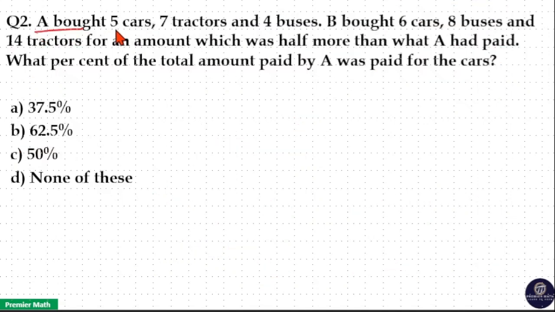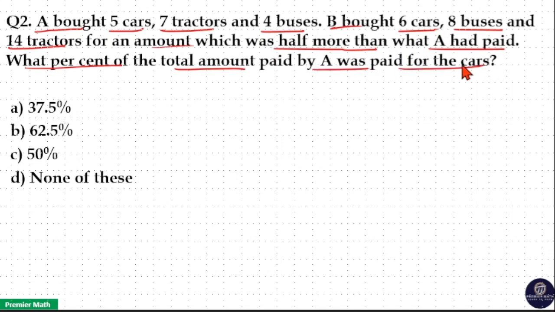A bought 5 cars, 7 tractors, 4 buses. B bought 6 cars, 8 buses and 14 tractors for an amount which was half more than what A had paid. What percent of the total amount paid by A was paid for the cars? Here, A bought 5 cars, 7 tractors and 4 buses. Consider A paid A amount for all this.